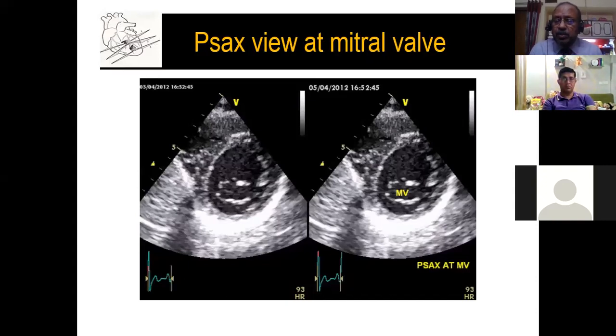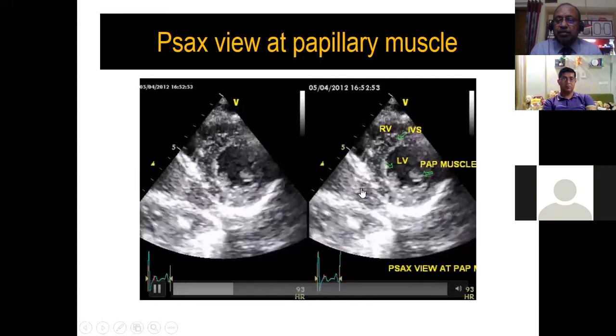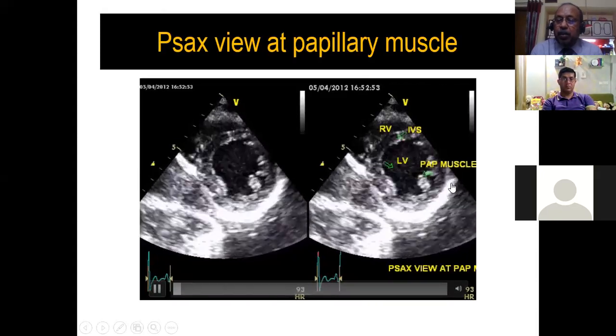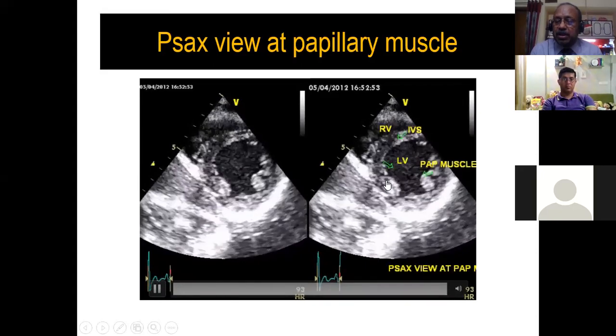So the parasternal short axis view gives us the most important thing, the mitral valve area. Then comes the parasternal short axis view at papillary muscles. Importance: we try to realize there are two papillary muscles, lateral and medial.